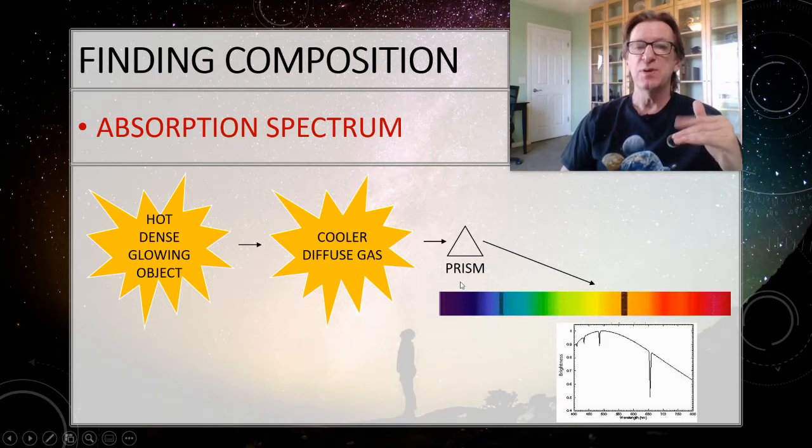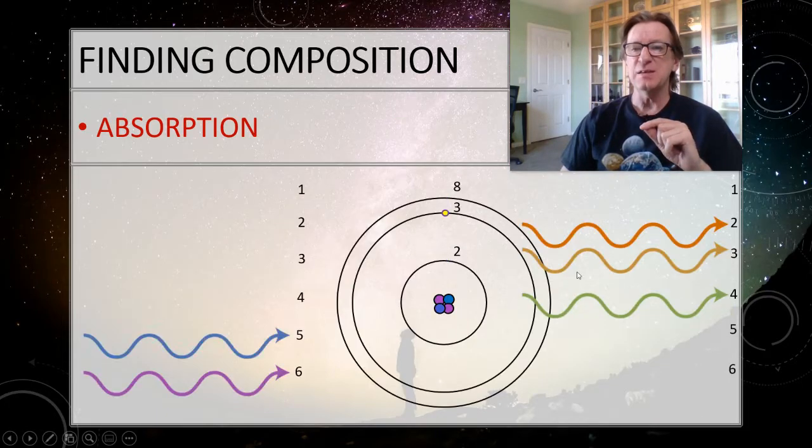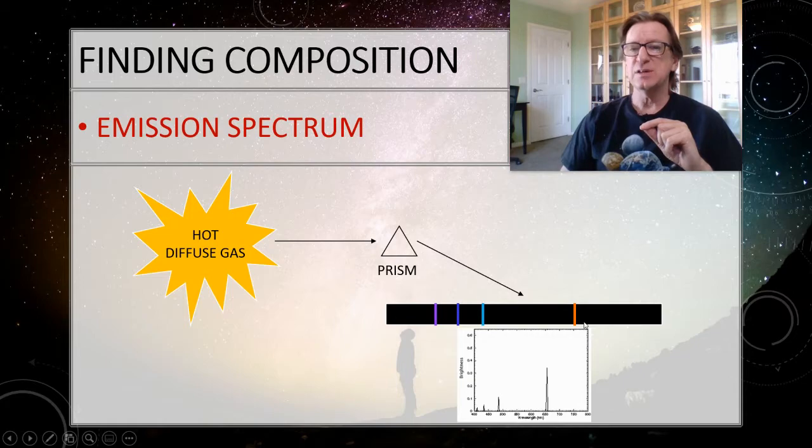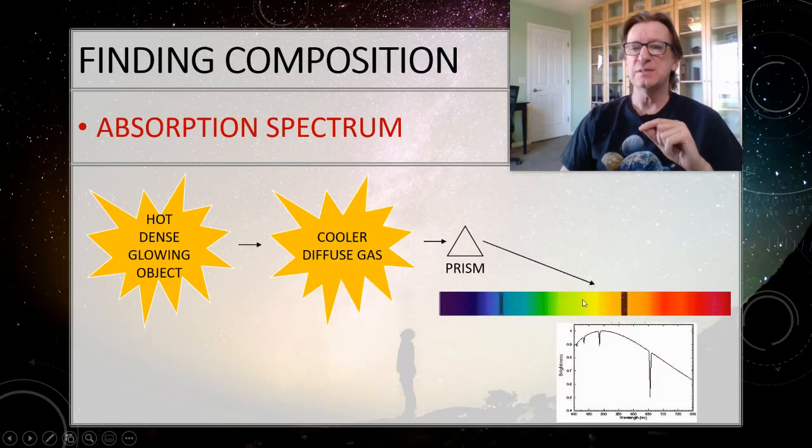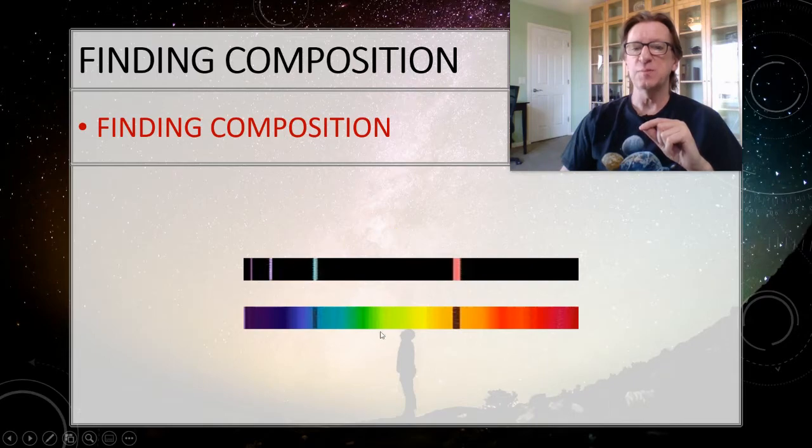Absorption spectrum is produced by a hot, dense, glowing object shining through this cooler, lower density, diffuse gas, and it looks like a rainbow with black lines. We can also use this to get the composition because these black lines are in exactly the same space as the colored lines were here. So the pattern is going to be exactly the same so that we can compare it this way.